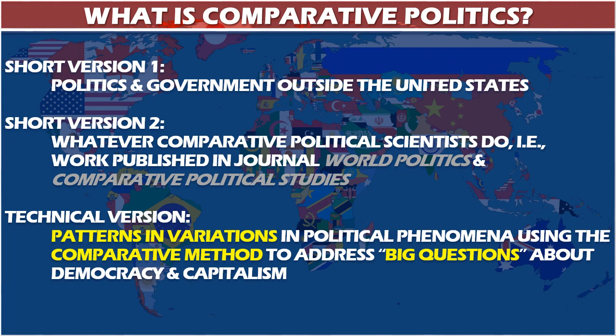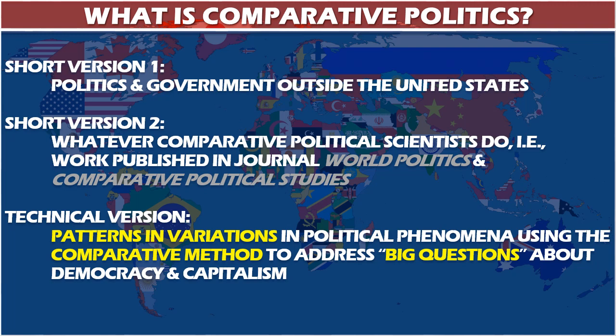Another short version is that comparative politics is what comparative political scientists do. Whatever they do basically becomes comparative politics, because it's a pretty diverse body of research. Basically, if it's published in the two leading journals, World Politics and Comparative Political Studies, it's comparative politics. Whatever the editors of those journals decide is worth publishing becomes a question or an issue for the field.